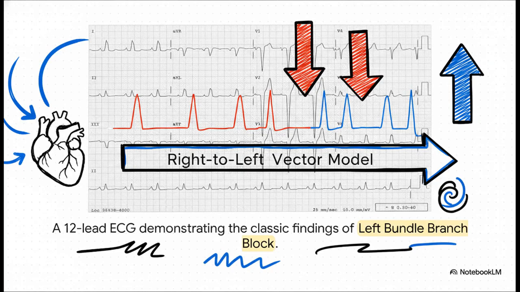Take a look at this 12 lead. You can immediately see the wide, kind of bizarre-looking QRS complex. Now zero in on V1, V2, and V3. Notice those deep, wide QS complexes? Okay, now shift your eyes over to the lateral leads, like I and V6. And what do you see? Those dominant, broad R waves. It's a textbook picture of LBBB, and is all explained by that simple right-to-left vector model we just went over.